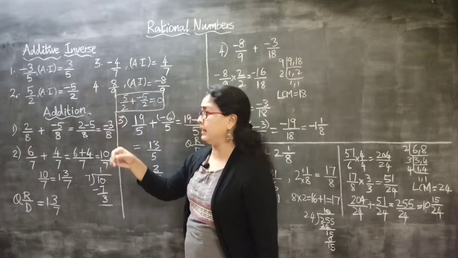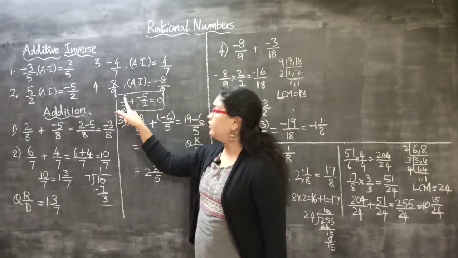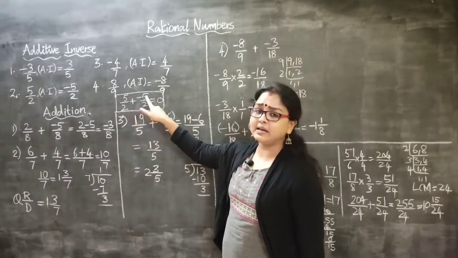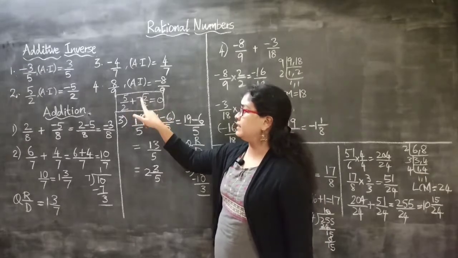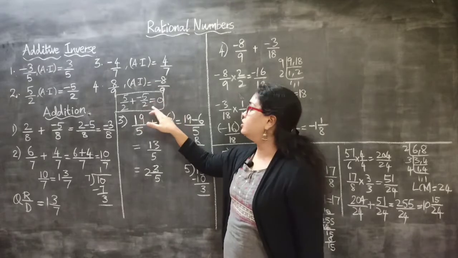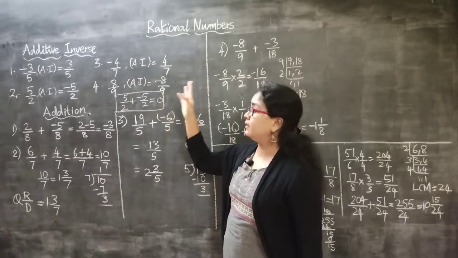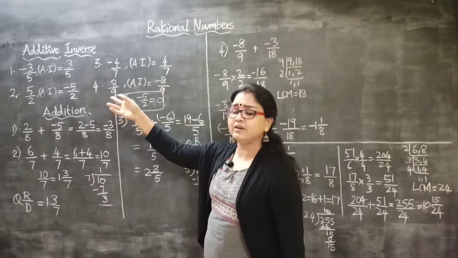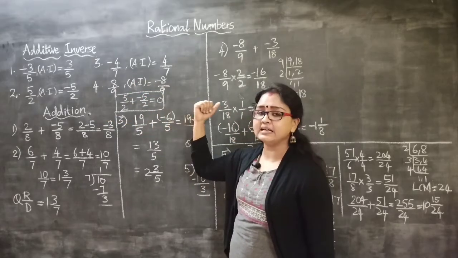Why are we making it so? I have just written here the second example, 5 by 2 and minus 5 by 2. When I add, 5 by 2 minus 5 by 2 is what? 0. So we need to get 0 whenever we change the sign, right? Whenever we change the sign, we get the answer as 0. That is why we call it additive inverse.